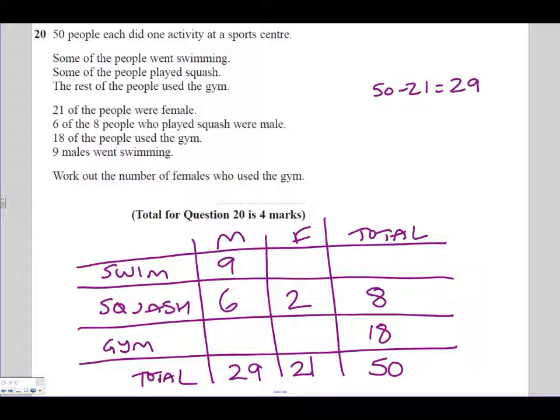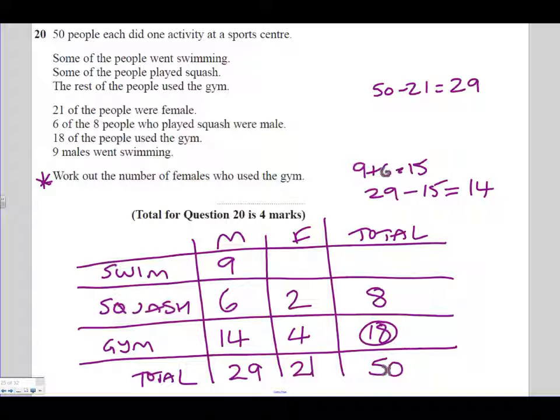So this will tell us how many males went to the gym. So if there were 9 plus 6 males going swimming and doing squash, that's 15. And we know there's 29 males in total. 29 minus the 15 tells us that 14 males went to the gym. Now we can start filling in the blanks. If 14 males went to the gym, 4 women went to the gym to give us our total of 18. So it asks us to work out the number of females who used the gym, and from this information we can put down 4.